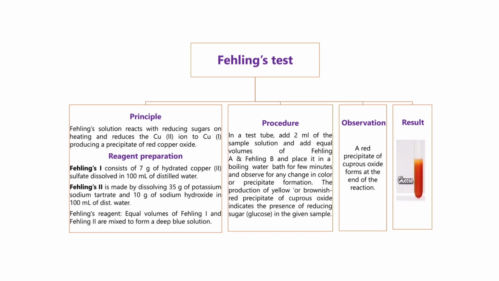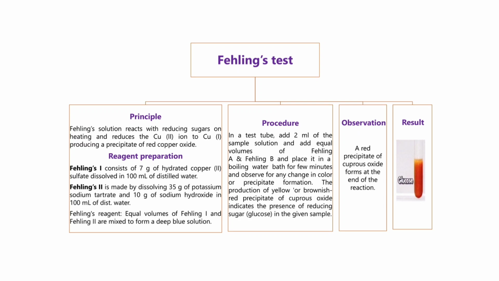The next preliminary test is the Fehling's test. Here is the preparation of the Fehling's solution. You have 2 components in the reagent called Fehling's A and Fehling's B. Mix equal volume of Fehling's A and B. This gives you Fehling's reagent. The principle behind Fehling's test is that the Fehling's reagent reacts with the reducing sugar, that is glucose, on heating and reduces cupric ion to cuprous ion, producing a red color copper oxide.